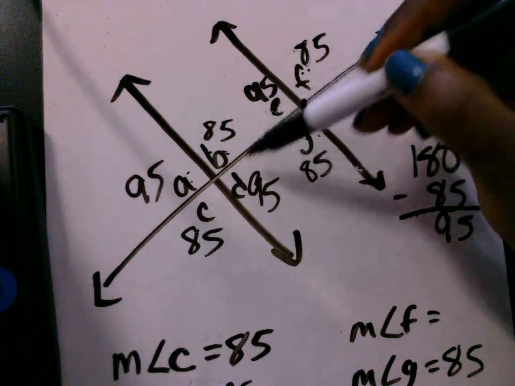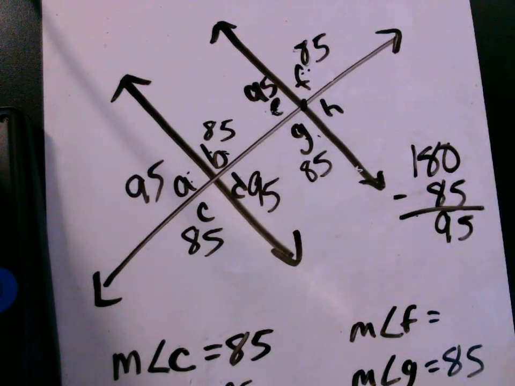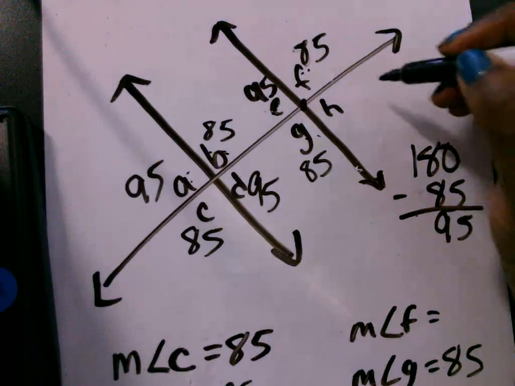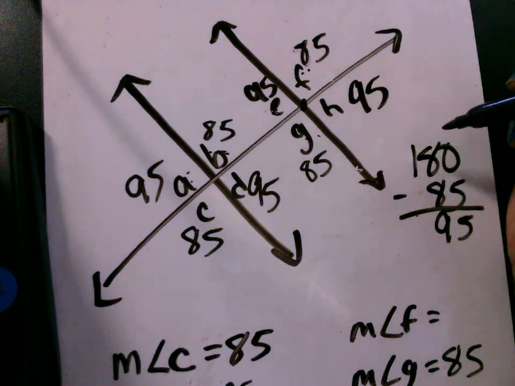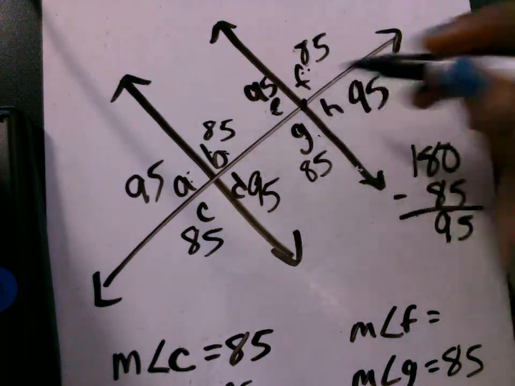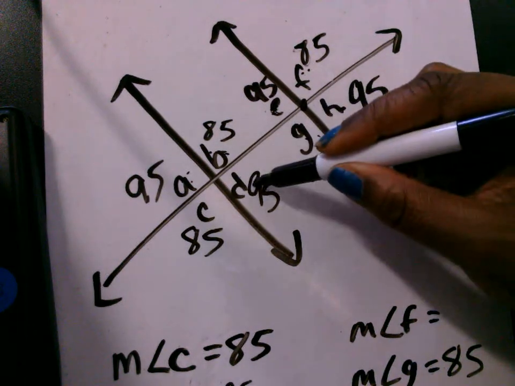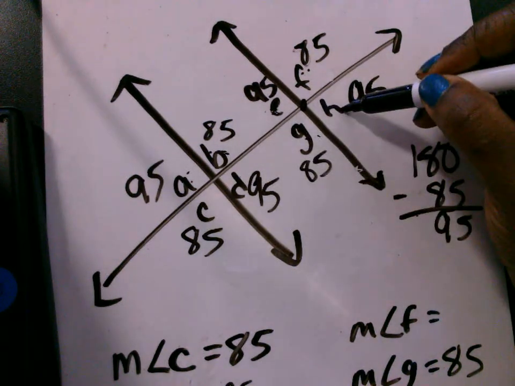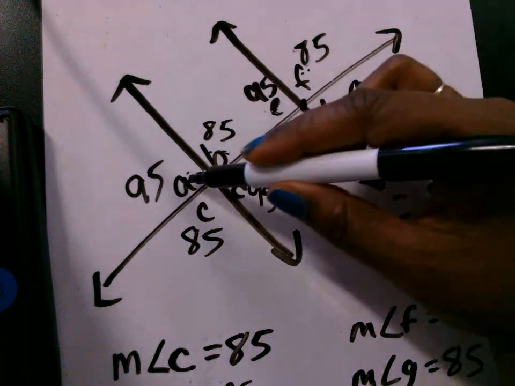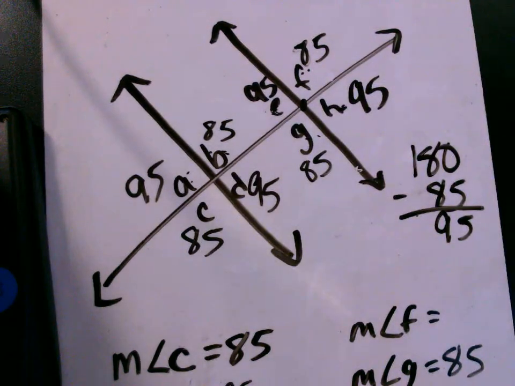Alternate interior. Okay. What else? H is 95. Why? It's vertical to E. What else? It's corresponding to D. And what else? Alternate exterior to A. Perfect.